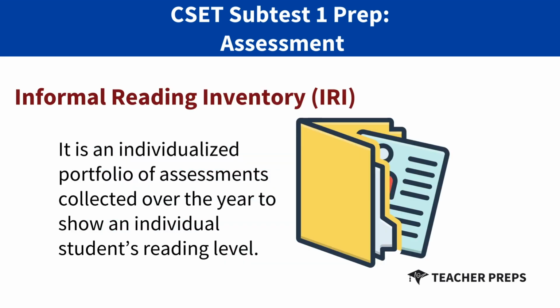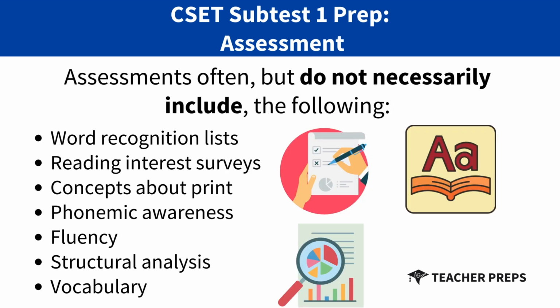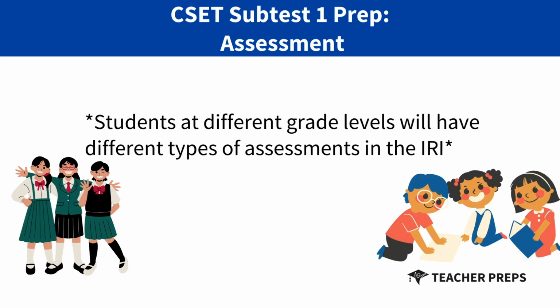Next, we have the informal reading inventory, also IRI. This is an individualized portfolio of assessments that the teacher collects throughout the year in order to showcase the individual student's reading progress throughout the year. Assessments often include the following inside each student's individualized portfolio. This might be word recognition lists, reading interest surveys, concepts about print, phonemic awareness, fluency, structural analysis, and also vocabulary. So the teacher can gather all of the different reading materials and assessments that they've taken throughout the year and continuously put them in the individual student's portfolio. Notice here that the students at different grade levels will have different types of assessments in their IRI.